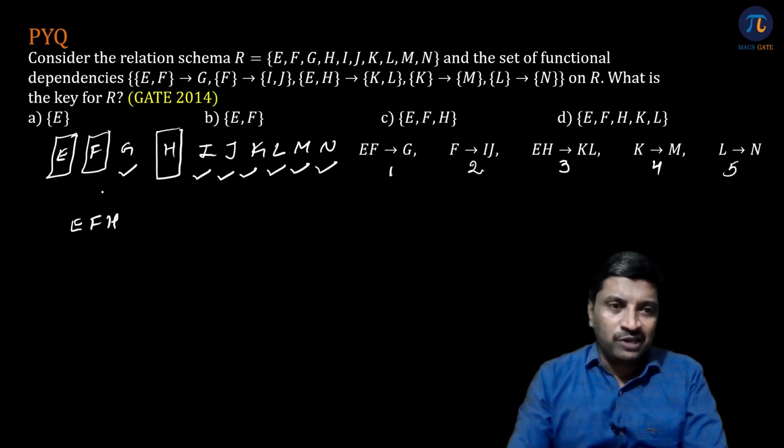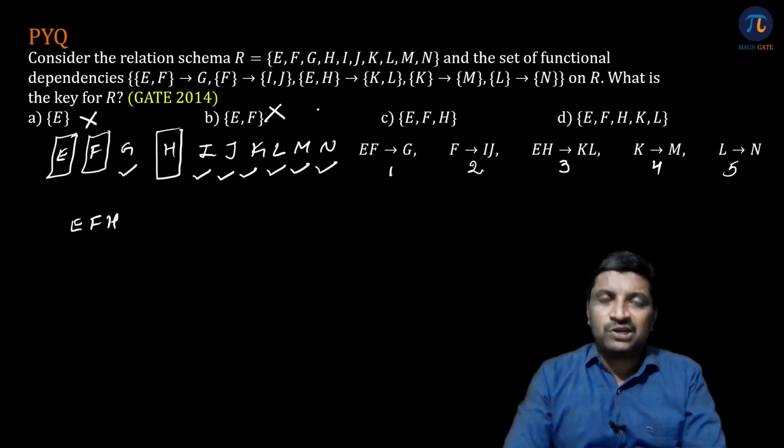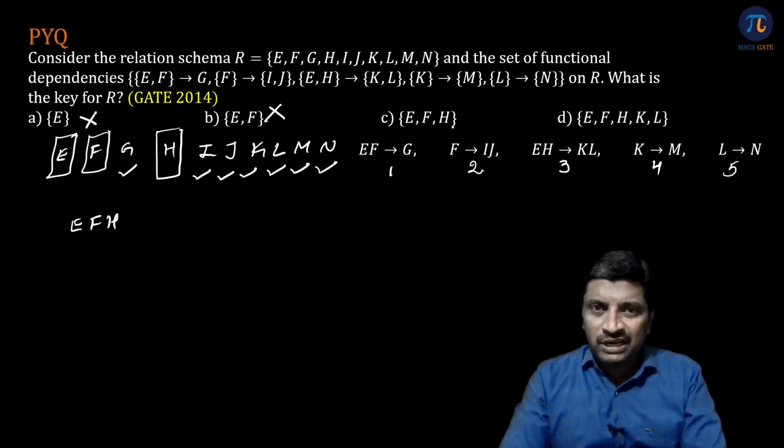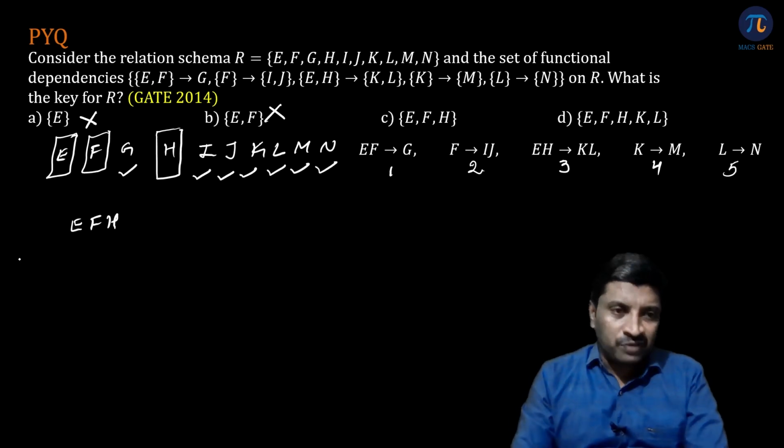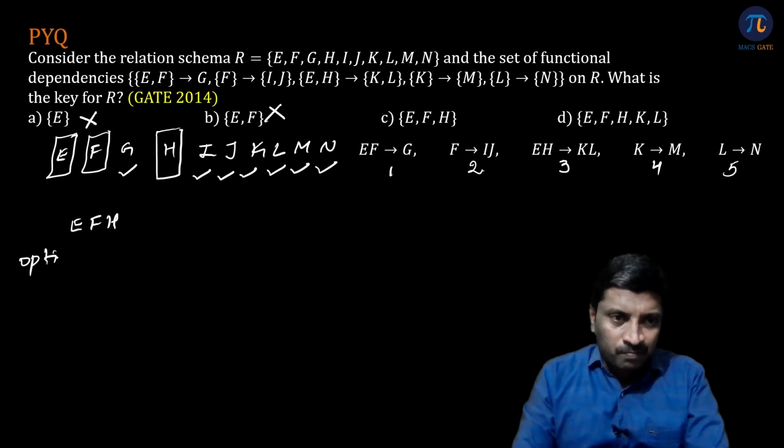So option A does not include all the three. This is not our answer. Option B does not include all the three. Option C includes these three. So that may be true. So we need to verify it. So let us try option C.